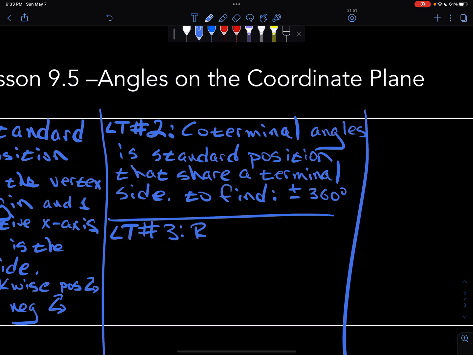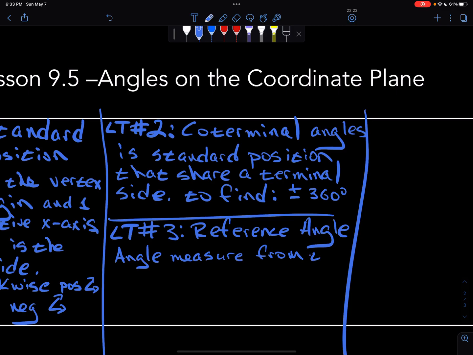Reference angle. Okay, reference angle is angle measure from the terminal side to the x-axis.